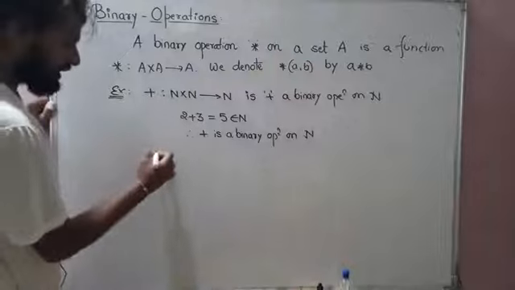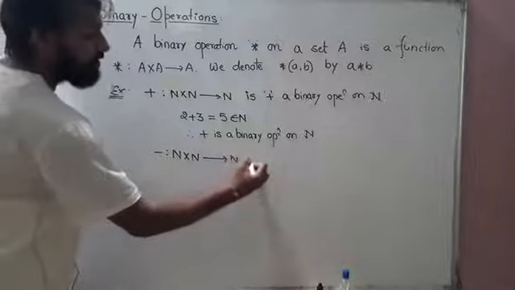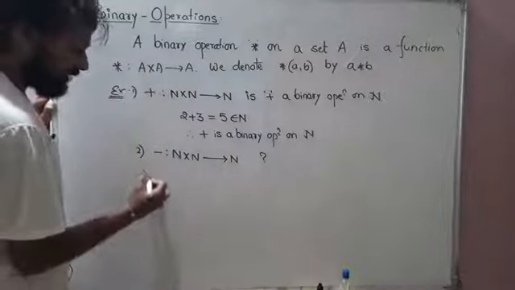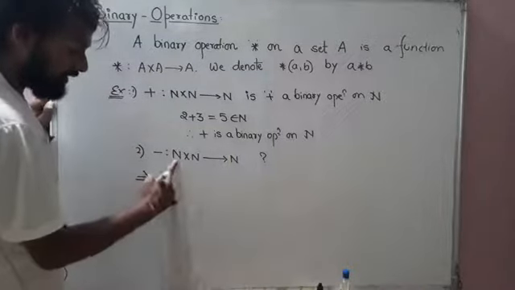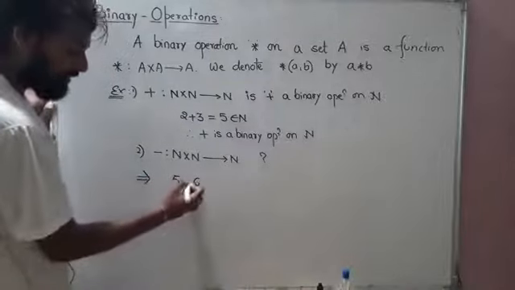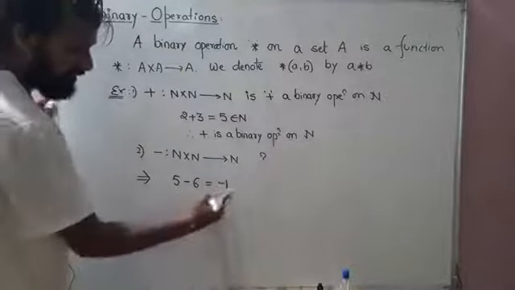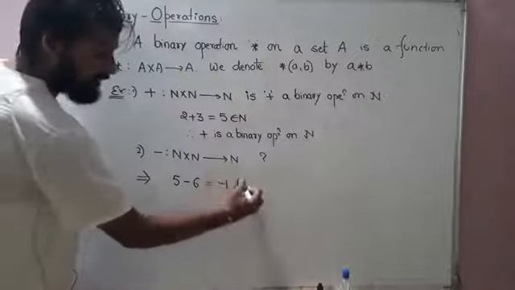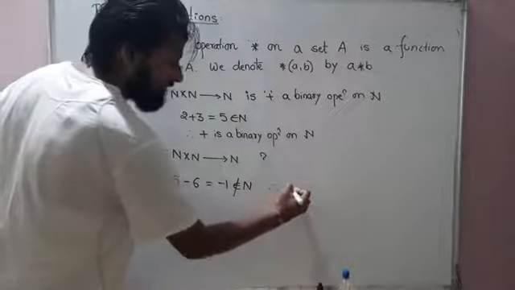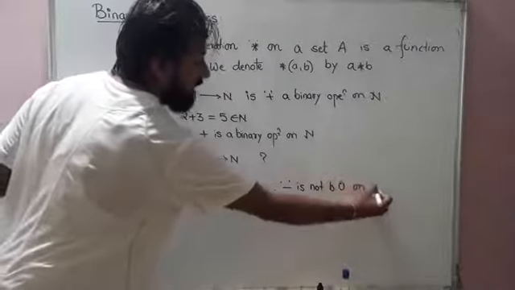Now let me take the same question now. Let me take subtraction, N cross N to N. Okay, let me check whether this is a binary operation or not. So you take any two elements of your choice. Let me take one element from N, that is I'll take 5. Let me take one more element from N, that will be 6. And if I subtract these two, what will I get? I'll get minus 1. But remember, minus 1 does not belong to the natural number set, isn't it? So therefore I can say subtraction is not a binary operation on N.